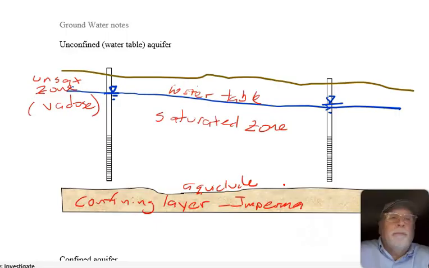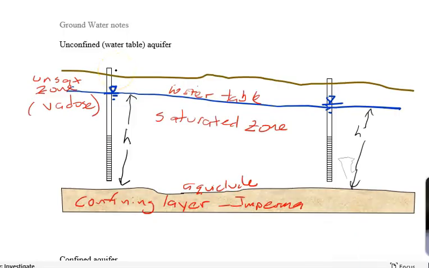So we have a couple of things we measure here. We measure the head from the confining layer up to the water table. So we have the head moving from up here to down here, and water flows downhill, or down gradient, most accurately. So the change would be the change in head, the delta H.